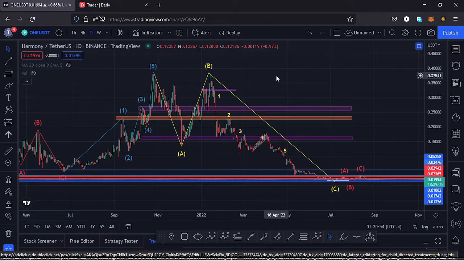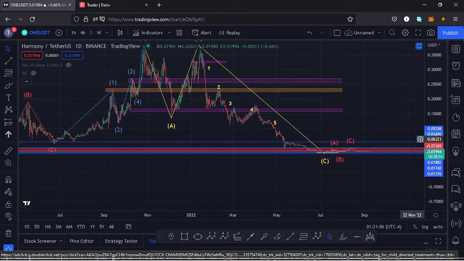I'll kickstart the video by giving a brief of what has been happening on this chart. Harmony One from the all-time high has been seeing lower prices in this massive ABC correction, which has now taken us back to around the $0.016 mark.